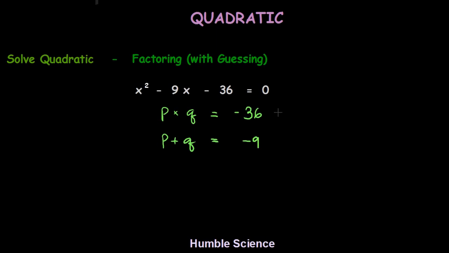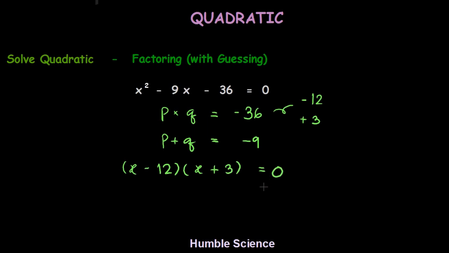And from here, I can think of maybe minus 12 and plus 3. Minus 12 times plus 3 is going to be equal to minus 36, and minus 12 plus 3 is going to be minus 9, so this should be good. So the factors are going to be x minus 12 times x plus 3 equal to 0.